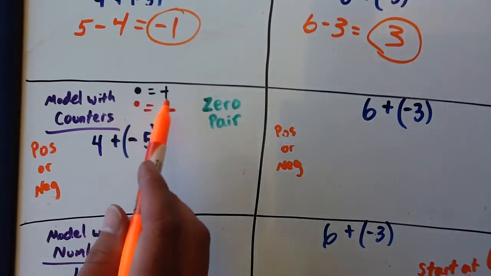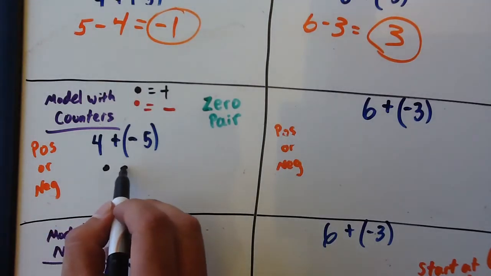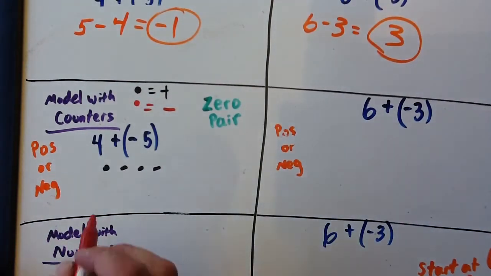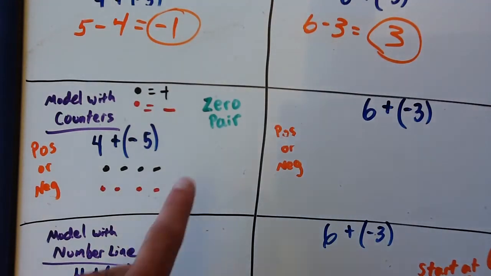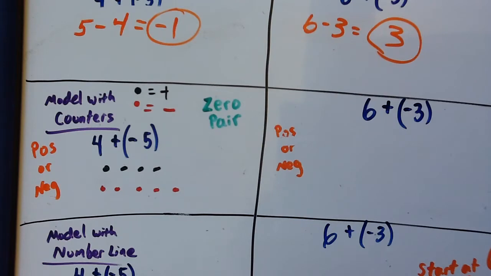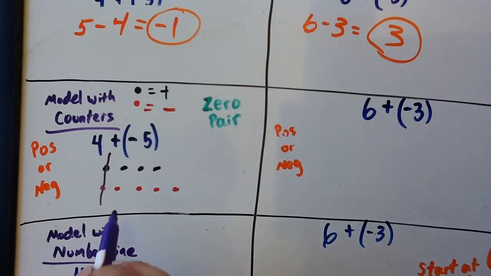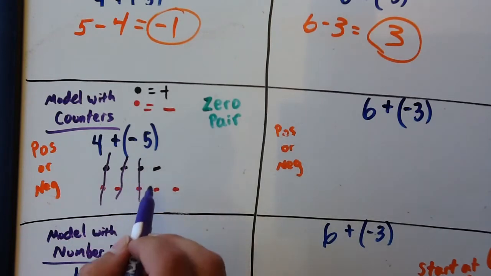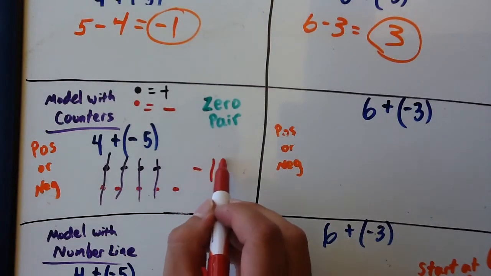We can model this with counters. If we use black counters for positive and red for negative, 4 plus negative 5 means I have 4 positives, 1, 2, 3, 4, and 5 negatives, 1, 2, 3, 4, 5. Now, a 0 pair consists of 1 positive and 1 negative, and 0 pairs cancel each other out. And so I have a positive and a negative. They cancel each other out. They're gone. There's another 0 pair, 0 pair, 0 pair. And so after all the 0 pairs cancel out, what I'm left with is 1 negative. And if I have 1 negative, that's negative 1.